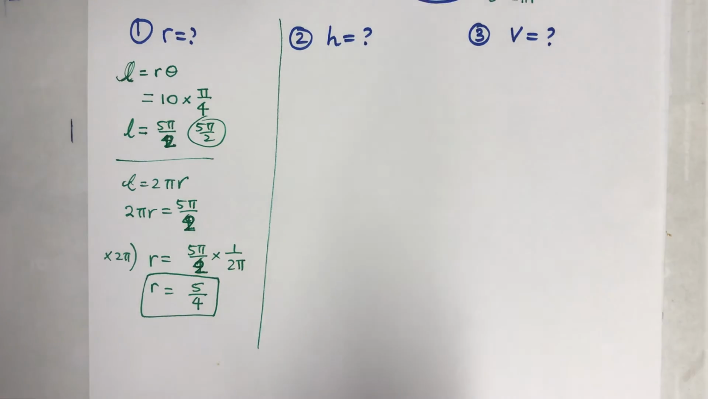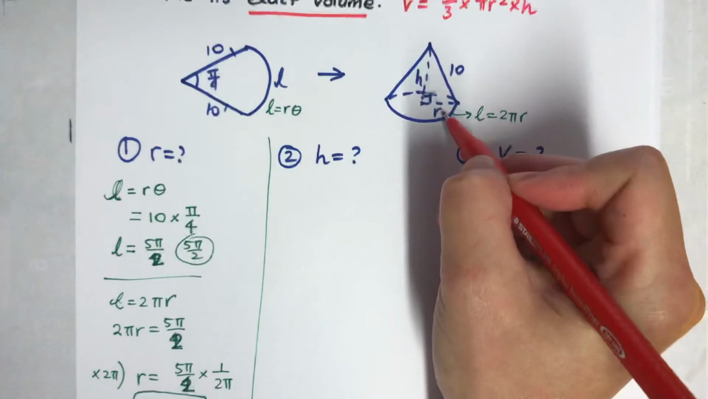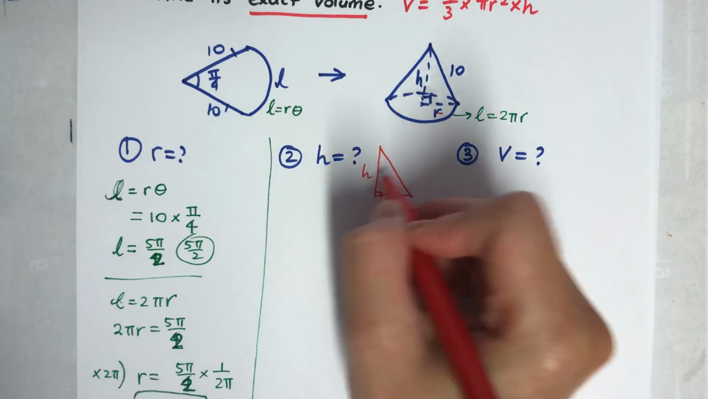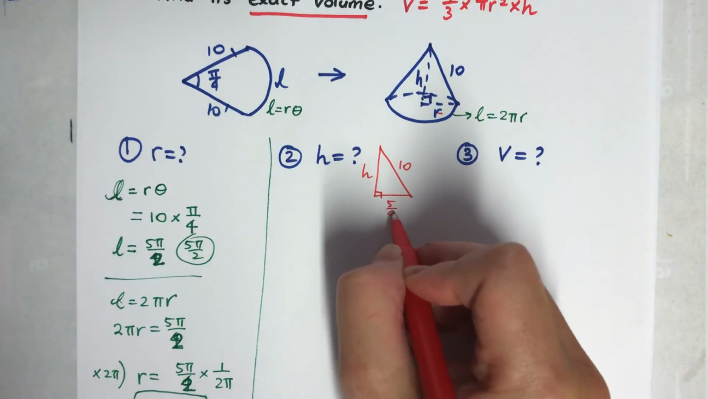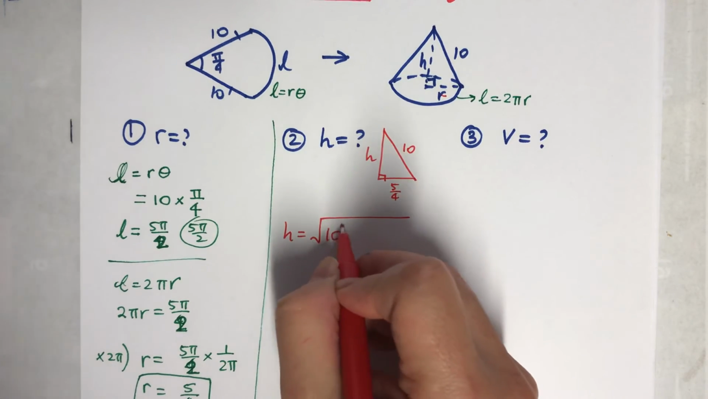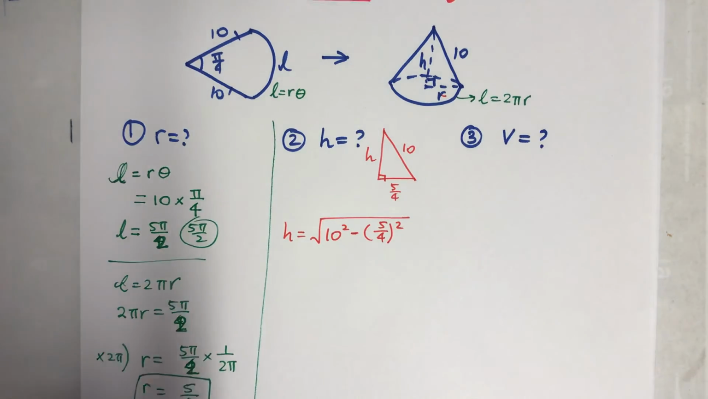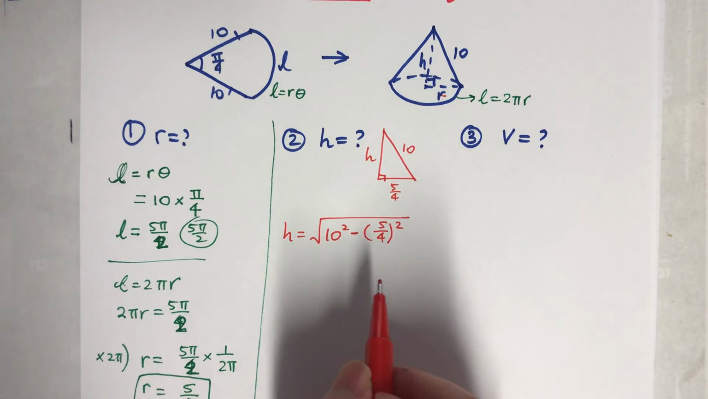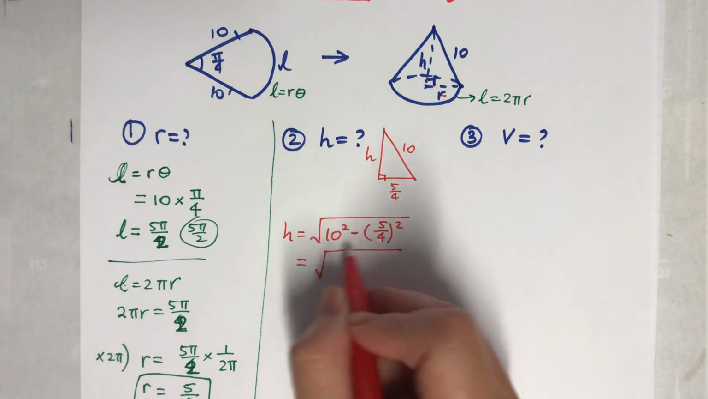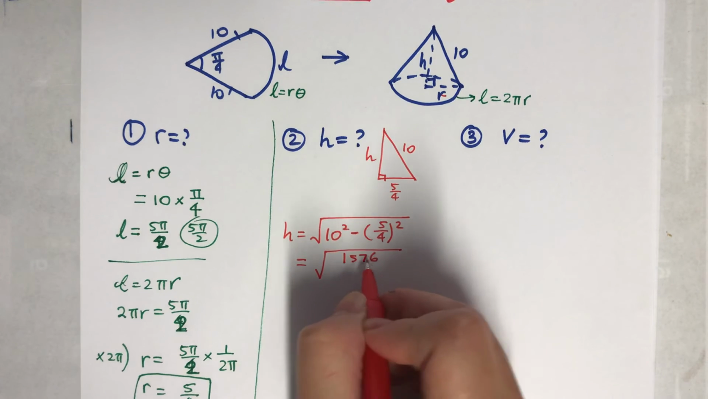So that's my r here, and I'm going to go to my height here. I'm going to use a different color. So height, I'm going to do this. I found my r up here. So I'm going to use my right angle triangle right there, h, 10, and that's 5/4. So I'm going to use Pythagoras' theorem, h equals the square root of 10 squared minus 5/4 squared. Now be careful not to use a calculator on this one because the question said exact volume. So I'm going to just calculate this part first and put it in without the square root.